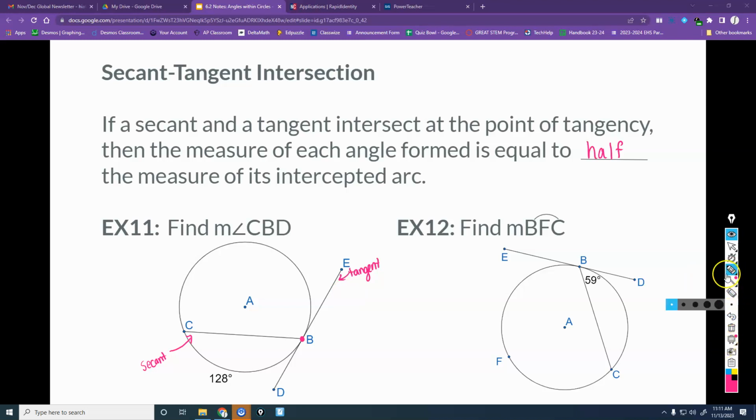So for this one, it's asking for angle CBD. CBD is right here. Your intercepted arc this time is right here, so we will just take half of that arc. So 128, we're going to take half of that. 128 divided by 2 is going to give us 64 degrees. So the measure of angle CBD would be 64 degrees.